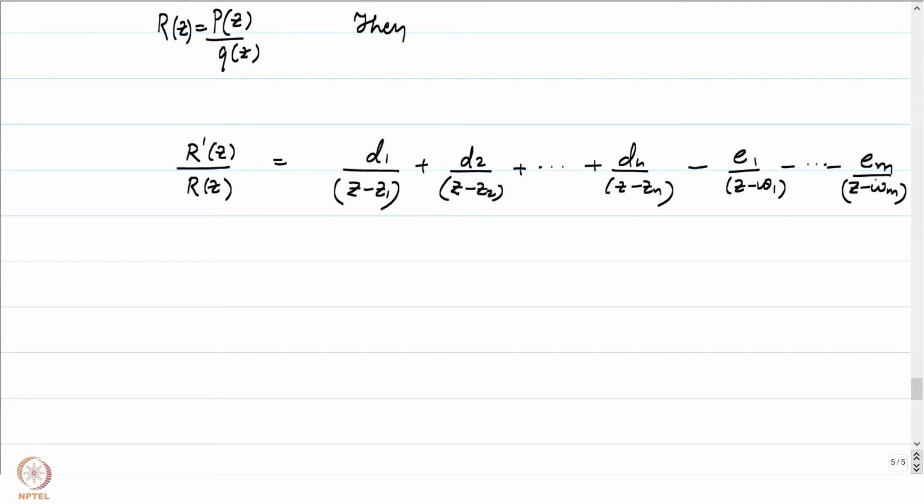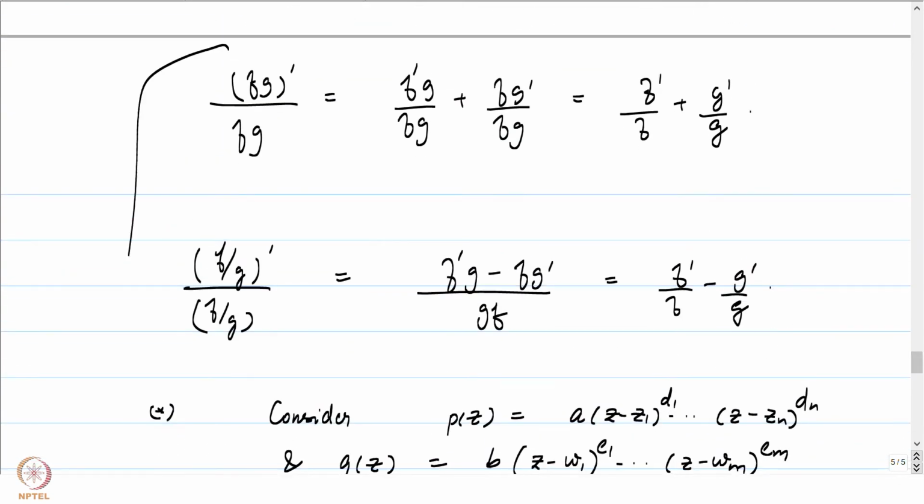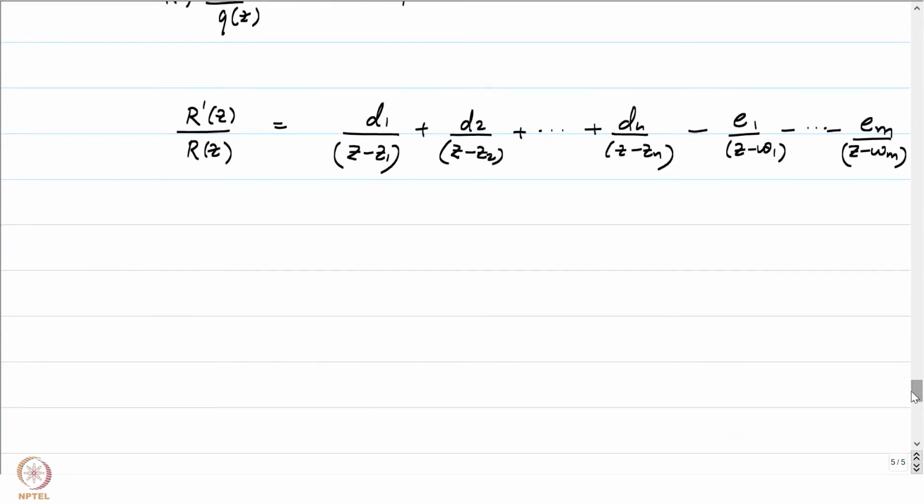So, simple check, you can actually sit down and check that this is indeed what is happening using the two checks that we have already done. Using these two, one can very easily conclude that this is what is going to happen.